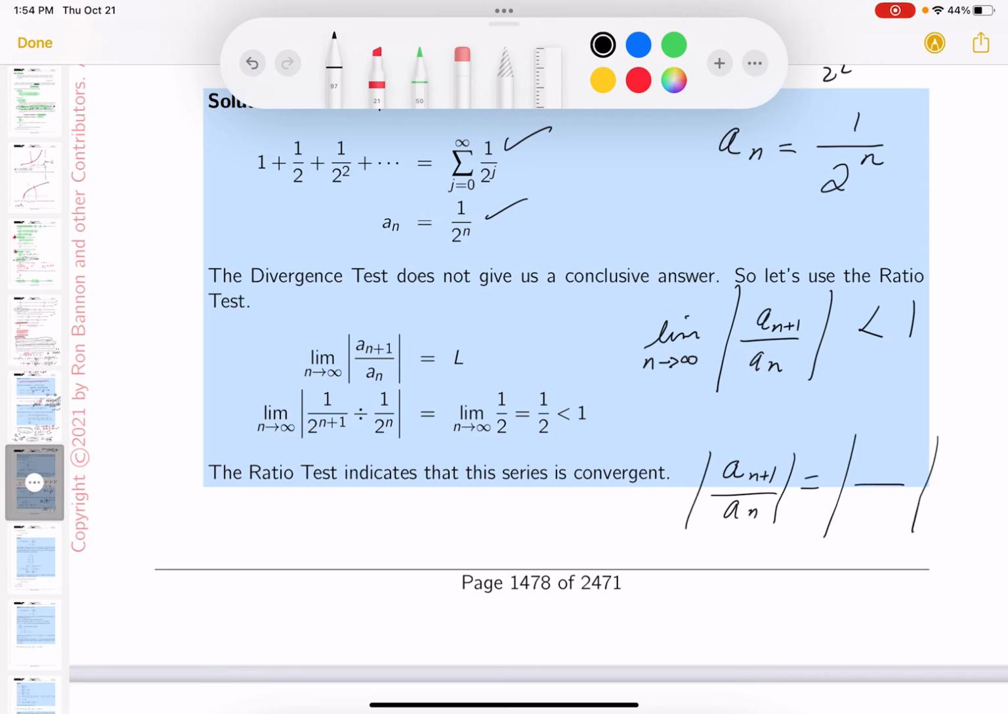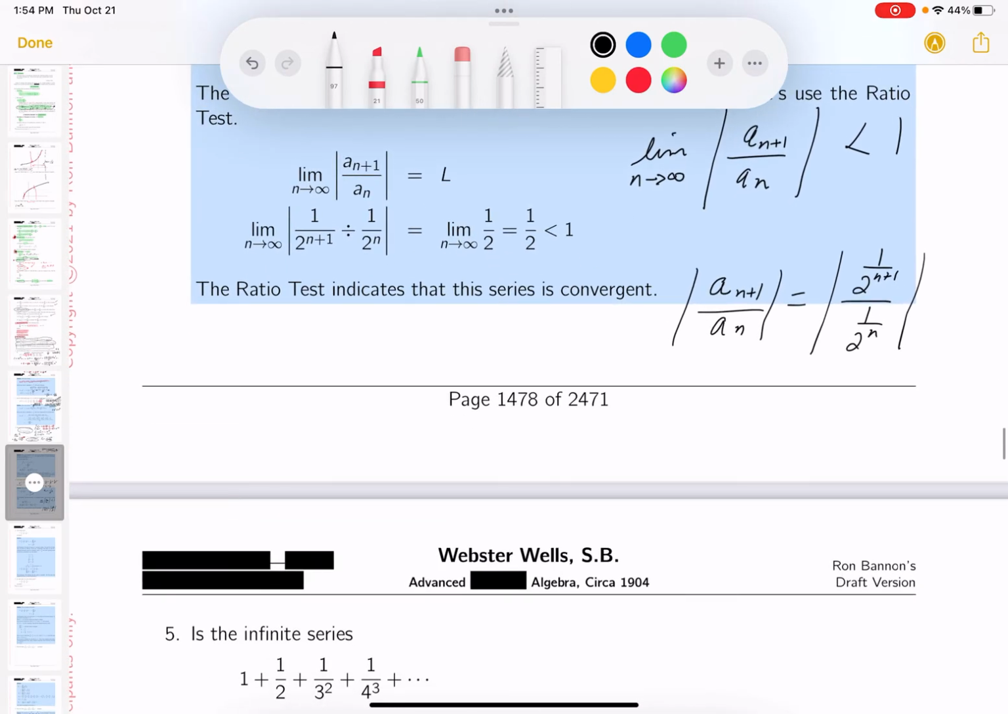And what do you get? Well, let's take a look. You get 1 over 2 to the n plus 1 over 1 over 2 to the n. And I got to be honest, it looks pretty crazy to me. But one thing I know about it is it's all positive terms, so the absolute value is going to be removed. So I'm going to be left with 1 over 2 to the n plus 1 divided by 1 over 2 to the n. I can simplify that, right?